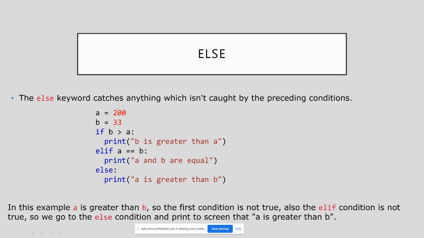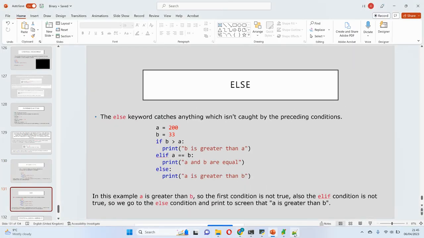Now the else keyword catches anything which isn't caught by the preceding conditions. Example, A equals 100, second variable B equals 33. So if B more than A, which is not true, print B is greater than A. Else if A equal B, which again is false, B does not equal A, then print A and B are equal. Else, print A is greater than B, which is true. So let's have a look at this example.